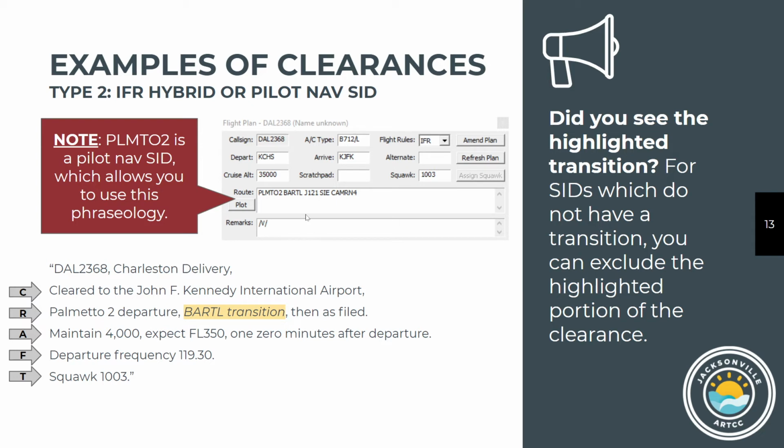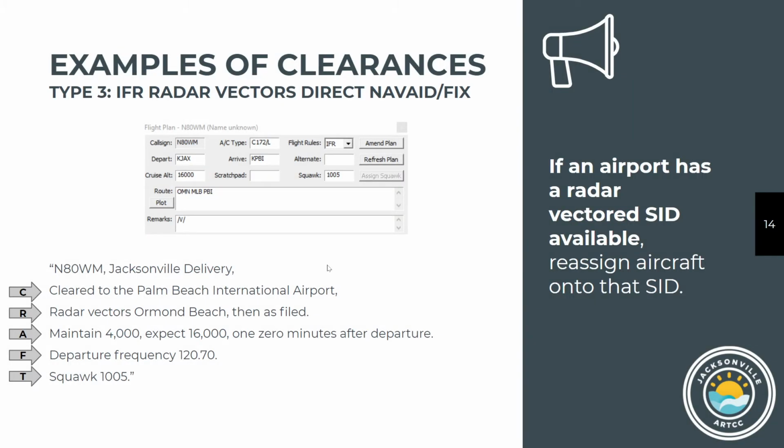So if you have a departure that doesn't have any transitions, then you're not going to use the word transition. On a radar vector SID, you're going to do radar vectors to the first fix. On a hybrid or pilot SID that has transitions, if they're filed to the transition, you're going to say the transition. But if they're on a radar vectors fix here that doesn't have a transition, and we don't have a SID, then they're just going to be radar vectors.